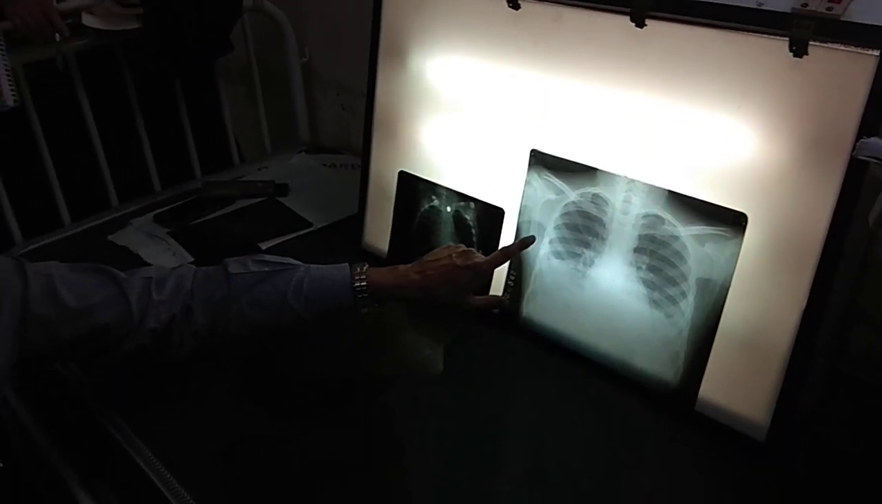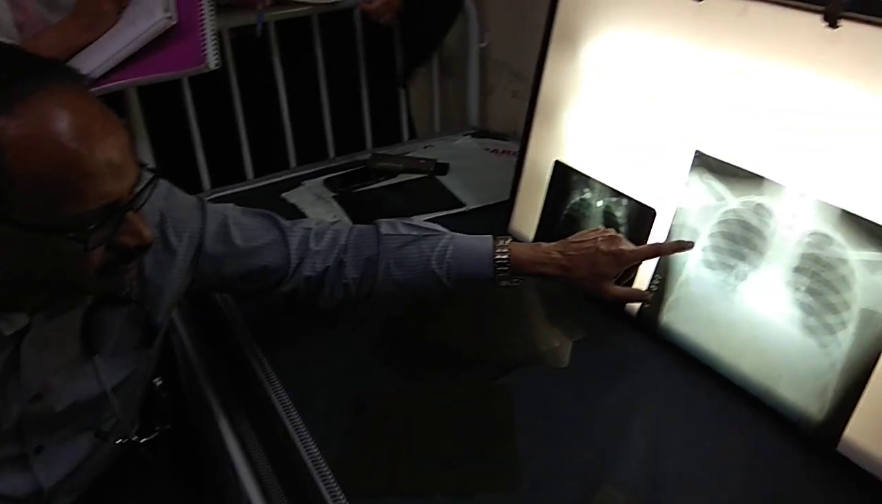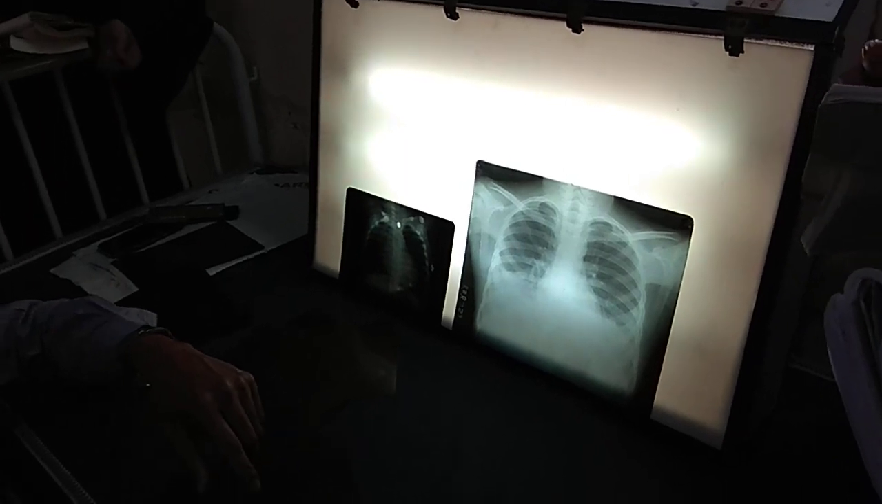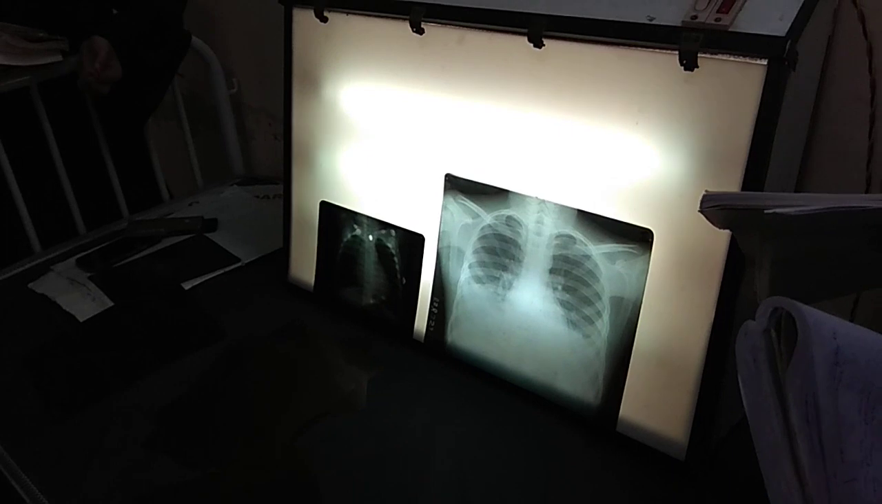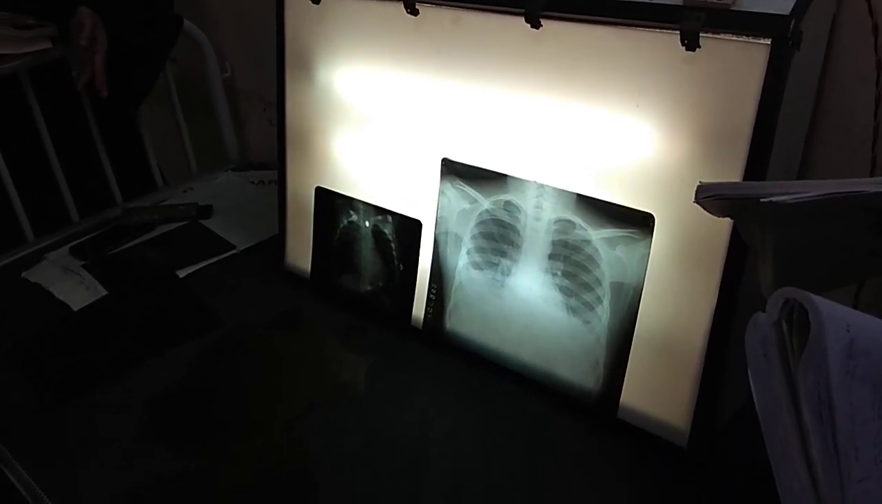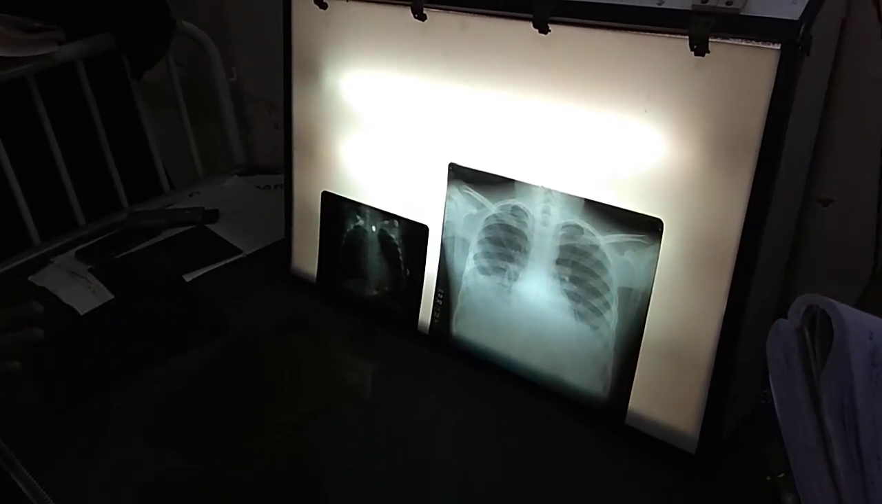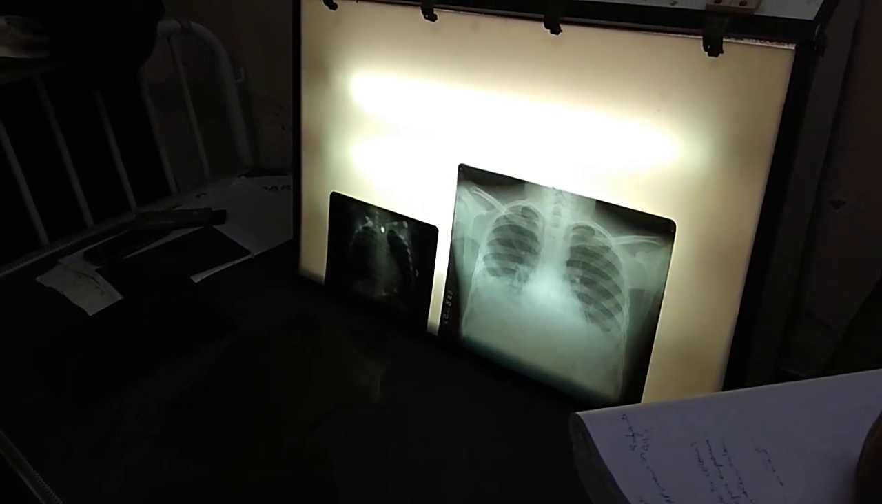Sometimes you may have translucency here. That is emphysema. Any injuries are like that. Or sometimes there may be fractures here. So that also you have to describe. If they are normal, say it is normal. Soft tissues and bony case are normal.